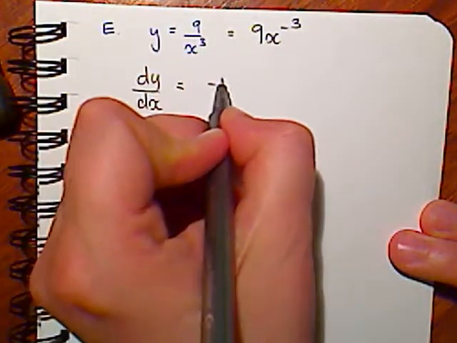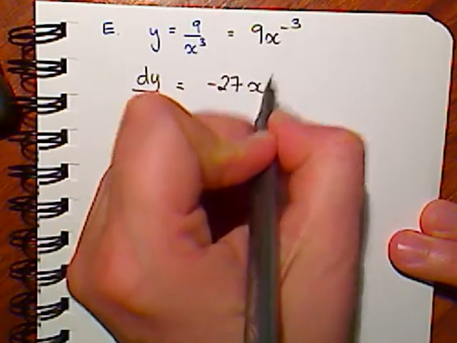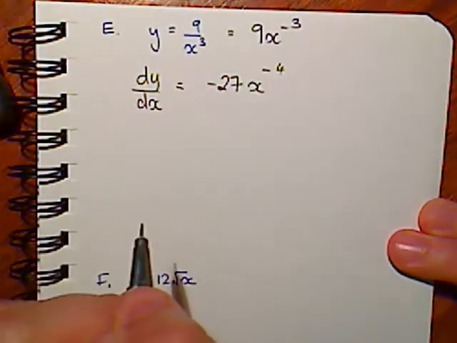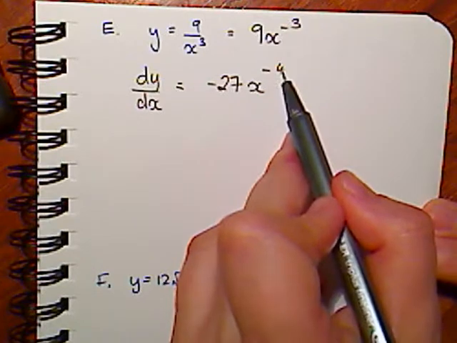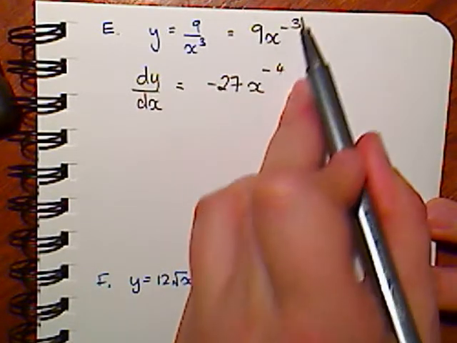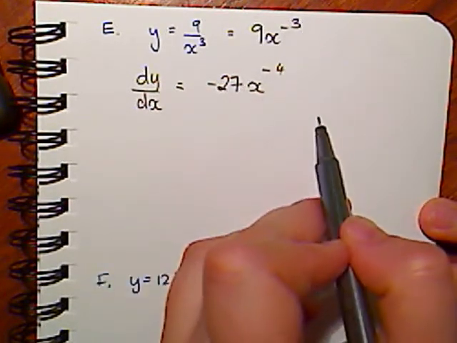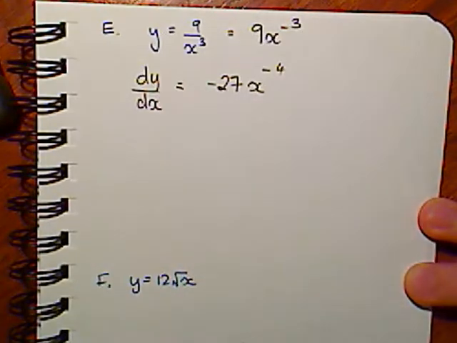Minus 3 out the front is minus 27. 1 off the power, minus 4. This is one of the most common mistakes. Students often write minus 2 there, adding 1 instead of subtracting 1, so be careful of this index part.